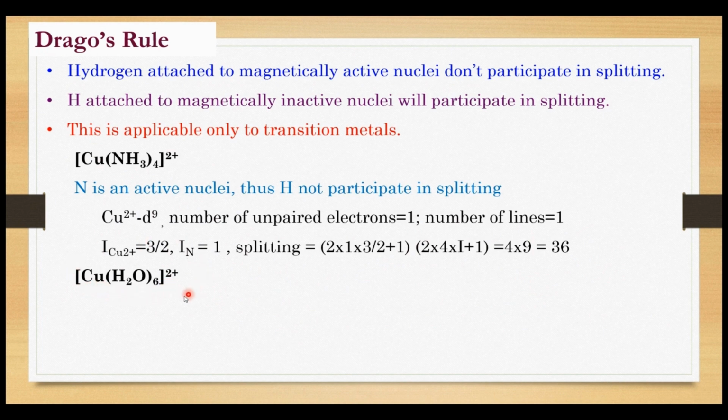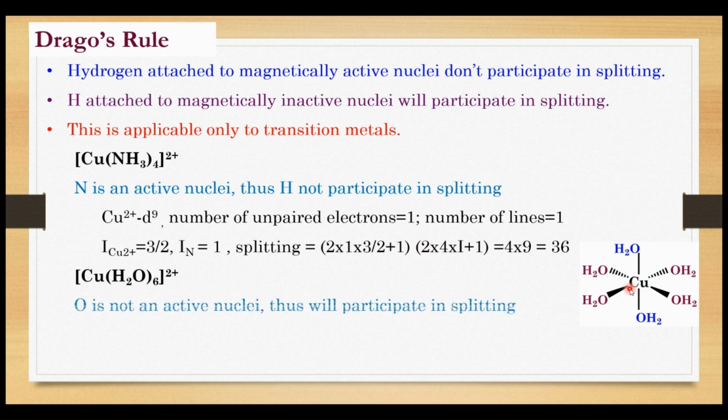This is an octahedral complex, an aqua complex. Here this is the structure. Here two types of hydrogens are there. Copper 2+ means it is d9 configuration, so it will undergo Jahn-Teller distortion. Here the coordination number is 6, and Jahn-Teller distortion occurs in octahedral complexes. Here two types of hydrogen will be there, one is axial, other is equatorial.